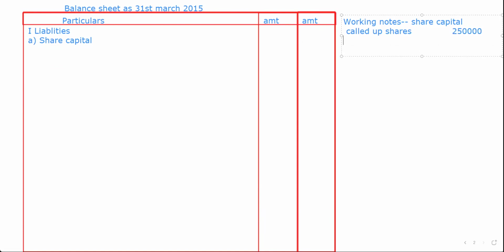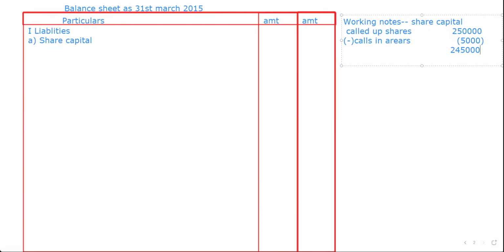But here what happened? We have got calls in arrears. Calls in arrears means something we didn't receive the amount. So how much we didn't receive? 5,000 we didn't receive. So what will be the net amount you're going to get? The amount is equal to 2,45,000. So this is the first portion of it. I'm going to underline later on.